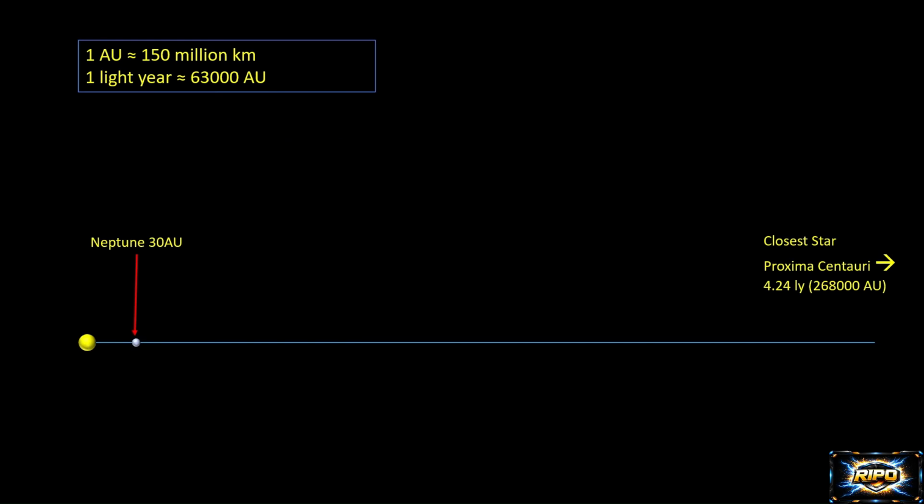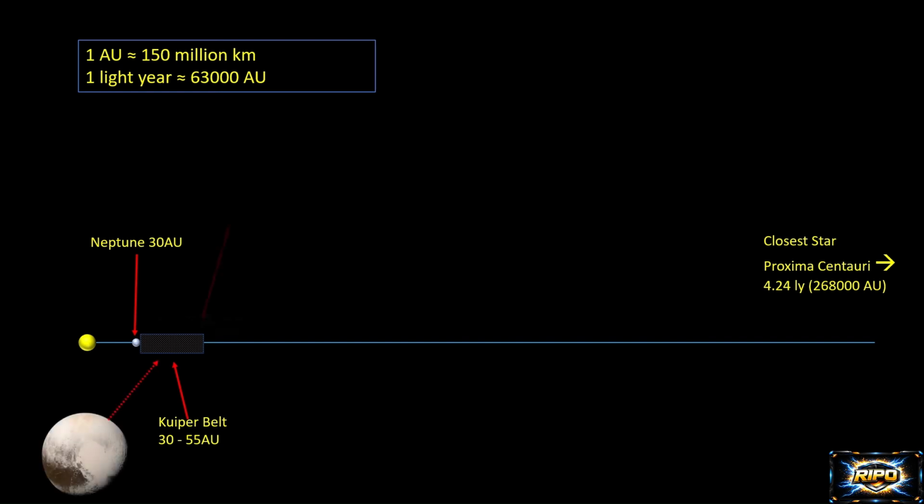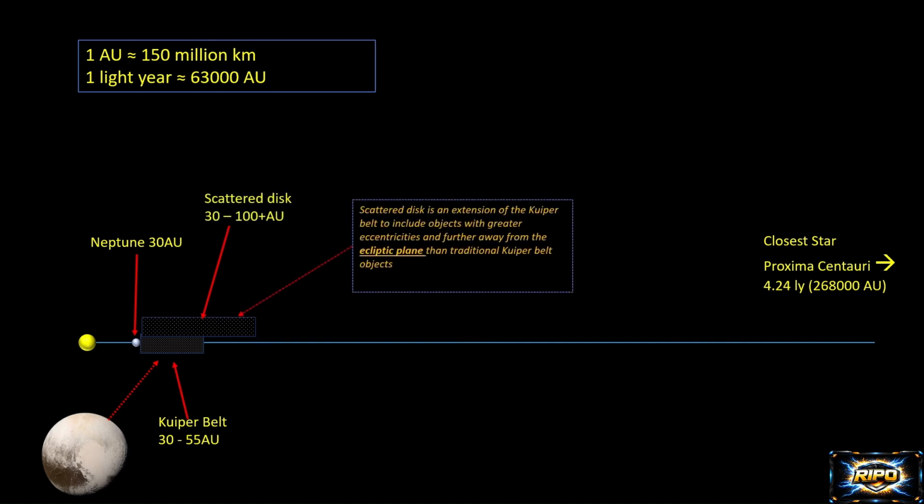Let's look at the outer solar system. Neptune is the most distant planet from the Sun. Beyond Neptune is the Kuiper Belt, small, icy objects. The best known of these is the dwarf planet Pluto. The scattered disk is an extension of the Kuiper Belt and includes objects with greater eccentricities, meaning more elliptical orbits, and also further away from the ecliptic plane, the plane in which the Earth orbits the Sun, than the traditional Kuiper Belt objects. The heliopause is the boundary between the solar system and the interstellar medium.